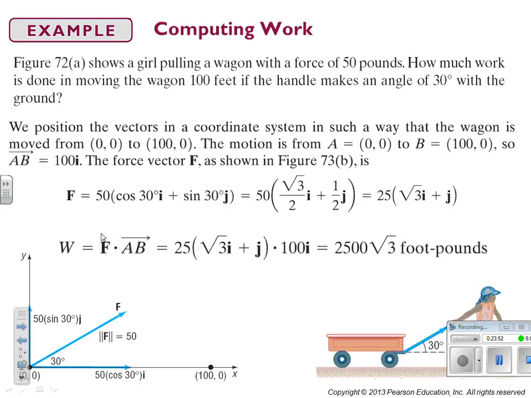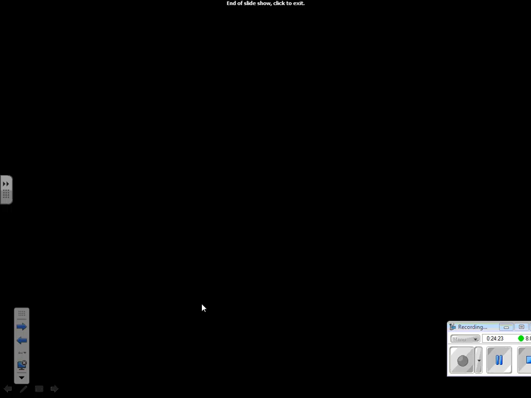Work is equal to our force vector dot product with AB. So we take our AB vector, which is 100I, and find the dot product with 25 times root 3I plus J. And we get 2,500 root 3 foot-pounds. And that's it.